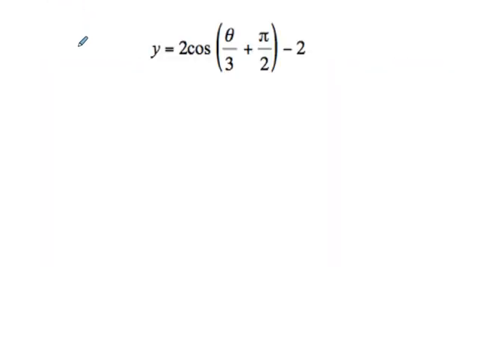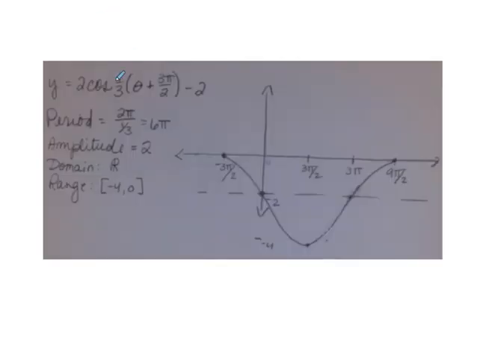Here's another one to try. Press pause when you're ready to move on. Press play. Notice I had to factor out the b. So my period was 2 pi over this b, or 6 pi. I shifted my graph 3 pi over 2 to the left. My amplitude was 2. I also shifted my x-axis down 2. It started up in amplitude, which was 2, down, down, up, up, drawing the curve.